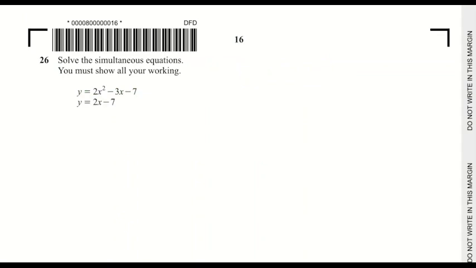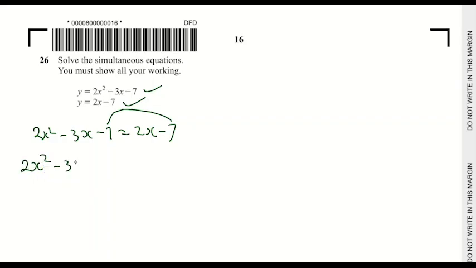Solve the simultaneous equations. You must show all your working. So this is y. This is y. So we can say that 2x squared minus 3x minus 7 equals 2x minus 7. So we can rearrange. You bring 7 here, it becomes positive, so it will cancel. Then you bring 2x here, so you're left with 2x squared minus 3x minus 2x equals 0. So you have 2x squared minus 5x equals 0.